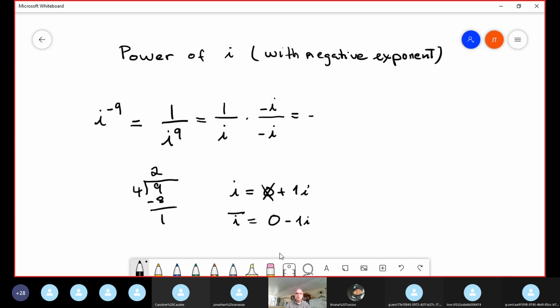Okay, let's do it. So, super easy. Multiplication: 1 times negative i is negative i. And i times negative i is minus i squared. But I know that i squared is negative 1, and this negative 1 and this negative 1 together become positive 1. So on the top is minus i, and on the bottom we have positive 1. Divided by 1 is nothing, so the answer is negative i.